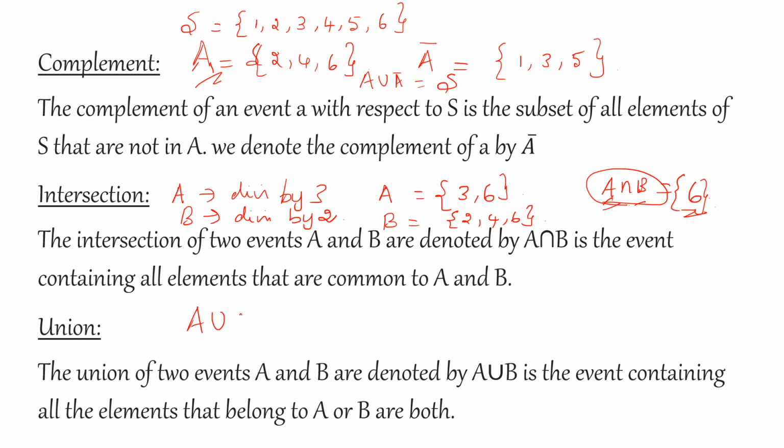Suppose you want to find A union B. Here we have 3, 6, 2, 6. Every element should be written. It can be either in A or in B or both. And 2, 3, 4, 6 will be the answer of A union B. We don't write 6 twice. For any element of a set, we are not supposed to write it repeatedly. Even if 6 appears twice, you write it only once. Union.